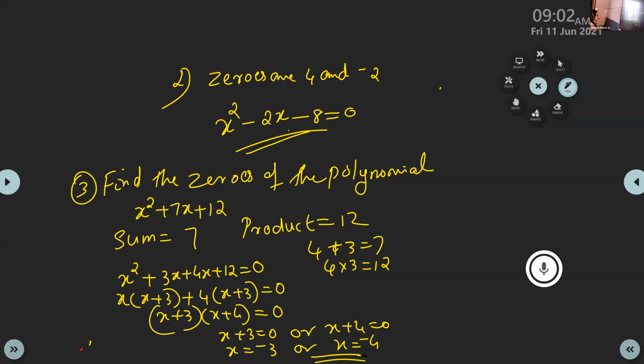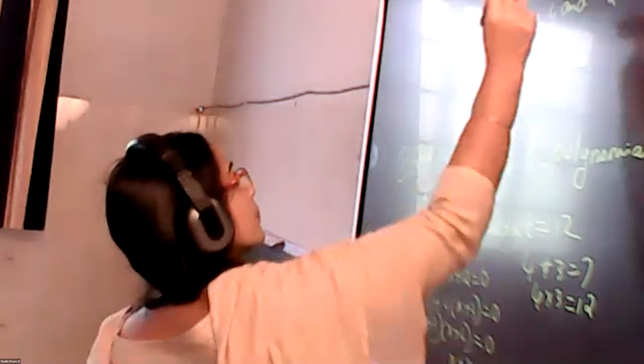x plus 3 equal to 0 or x plus 4 equal to 0. So x equal to minus 3 or x equal to minus 4. Any doubt you can ask. Is it clear, children?